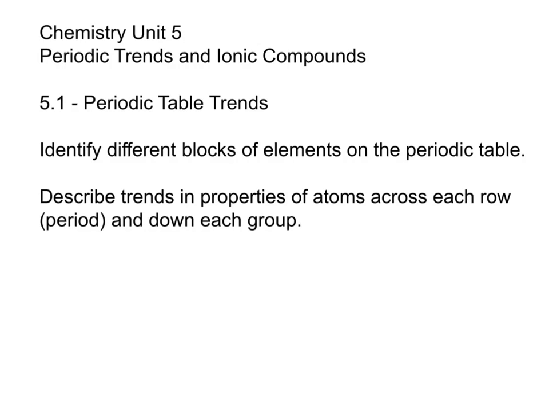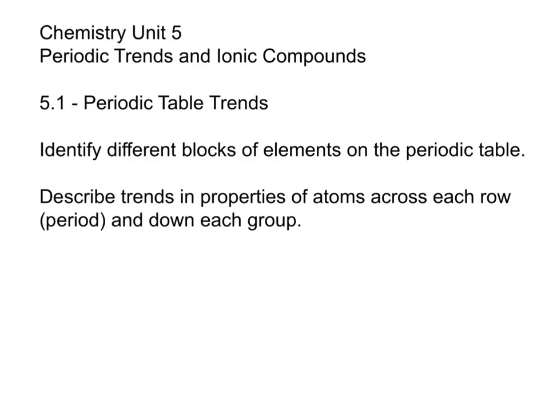Hello, chemistry students. So we're about to embark on chemistry unit 5. This will be talking about the periodic trends and the ionic compounds. So in our first lesson, we're going to focus on the periodic table trends. This is lesson 5.1. So the objectives would be to, first of all, identify the different blocks or groups of elements that we give names to on the periodic table.